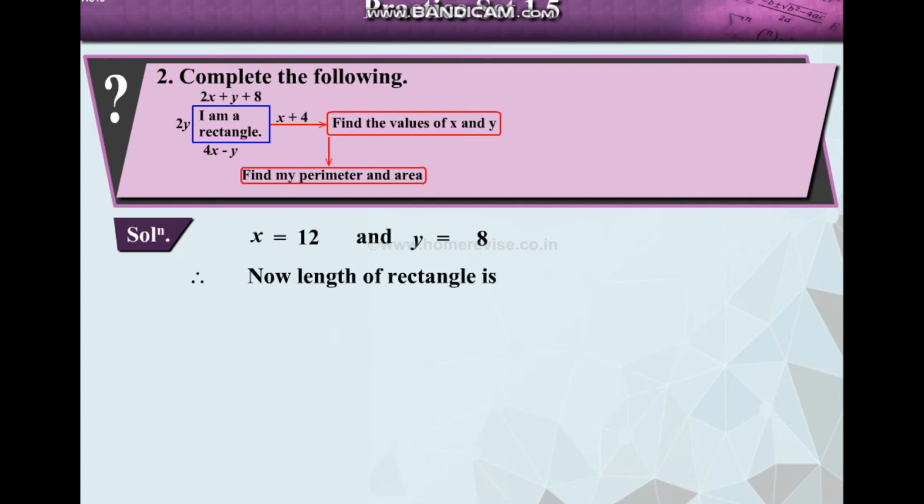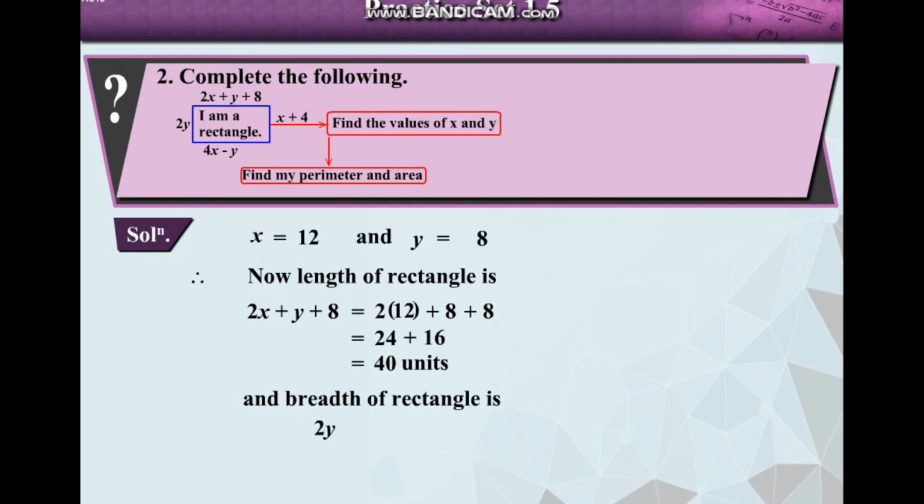Now, length of rectangle is 2x plus y plus 8 is equal to 2 multiplied by 12 plus 8 plus 8, which is equal to 24 plus 16, which is equal to 40 units. And breadth of rectangle is 2y is equal to 2 multiplied by 8, which is equal to 16 units.